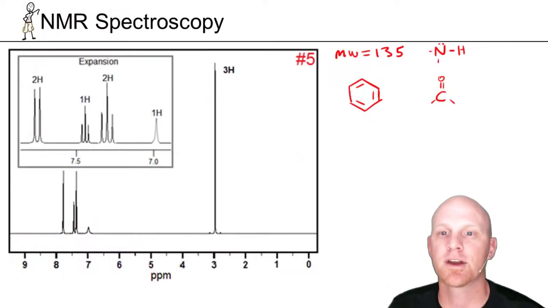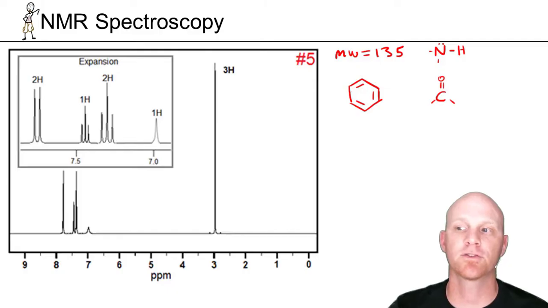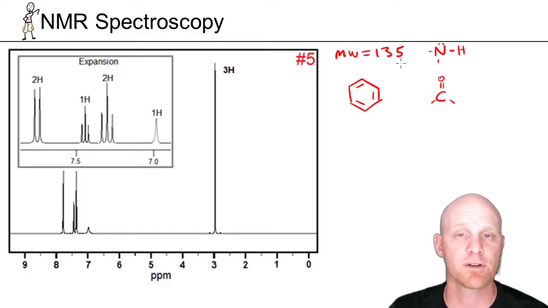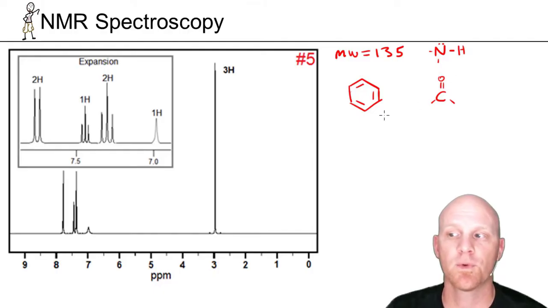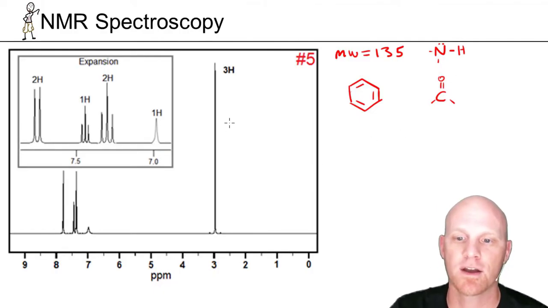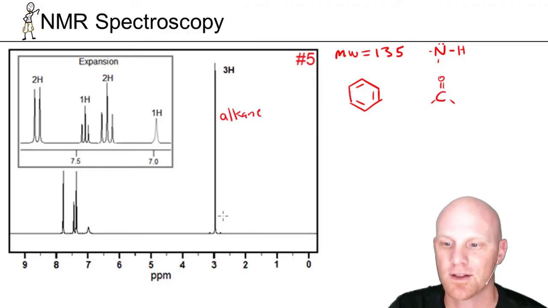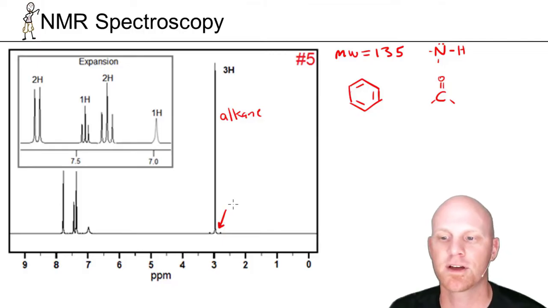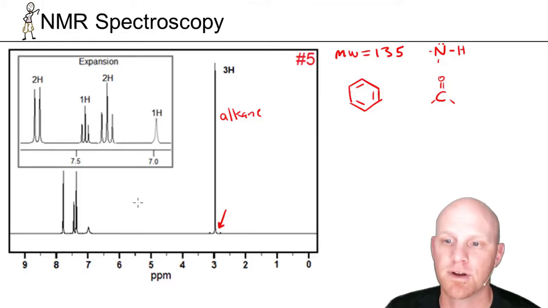So now let's spend some time looking at the HNMR, and I've summarized our findings from the other 3 spectra. Our molecular weight's 135. We have a nitrogen, and it's bonded to 1 hydrogen. We have a benzene ring, and we have a carbonyl. If we move on here, we've got a number of signals. We've got 1 down here in the alkane region, and it looks like it's showing up just shy of 3. Maybe it's right next to something electronegative, maybe it's not. But it's definitely in the alkane region.